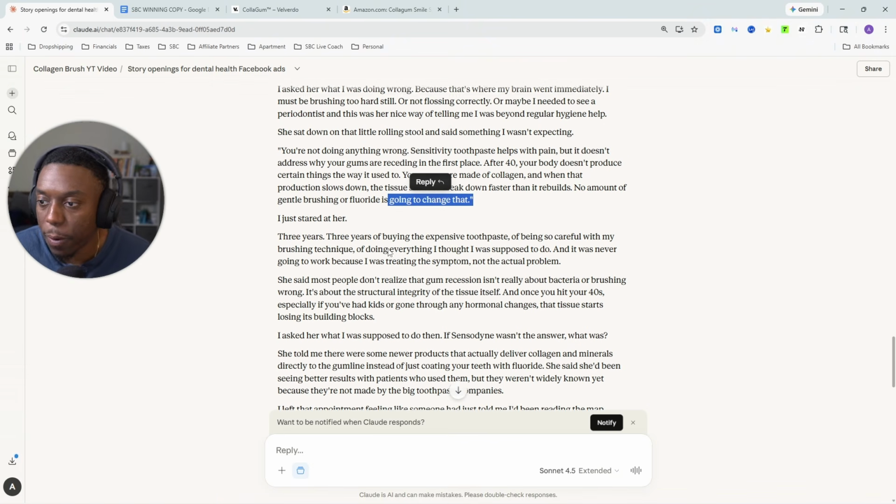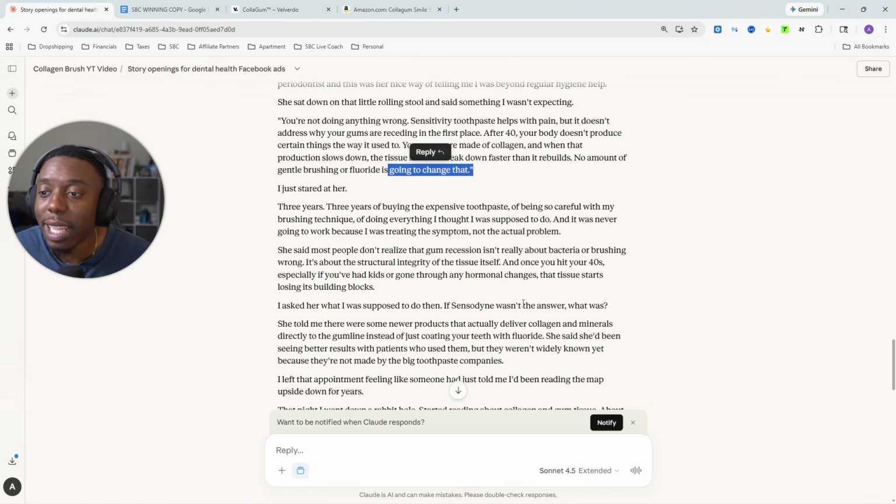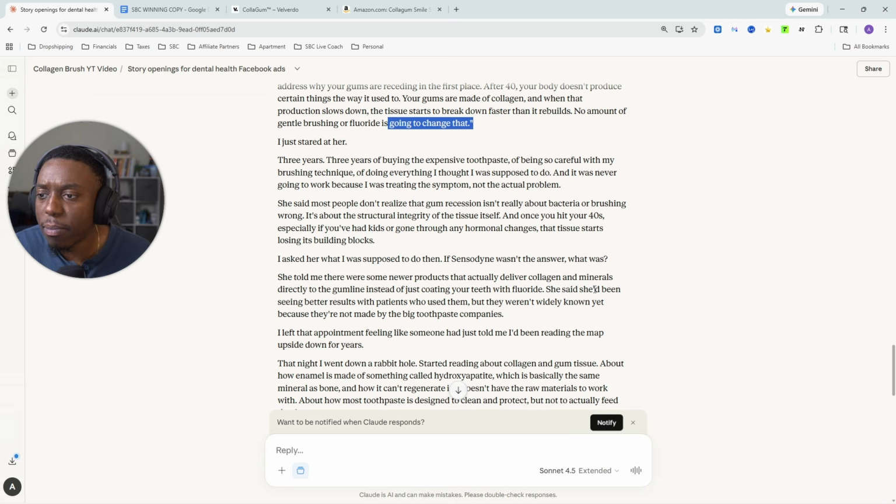I just stared at her. 3 years. 3 years of buying that expensive toothpaste, of being so careful with my brushing technique, of doing everything I thought I was supposed to do, and it never was going to work because I was treating the symptom and not the actual problem. She said most people don't realize that gum recession isn't really about bacteria or brushing wrong. It's about the structural integrity of the tissue itself. And once you hit your 40s, especially if you had kids and gone through any hormonal changes, right?